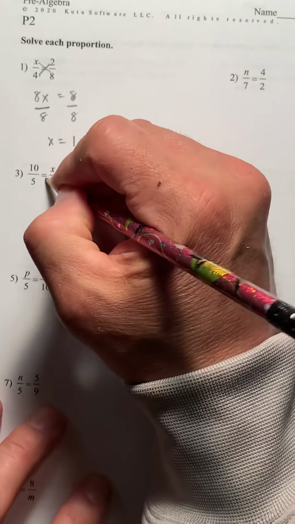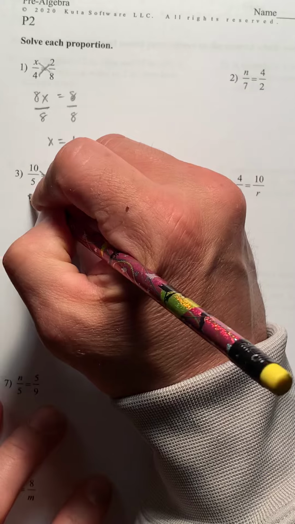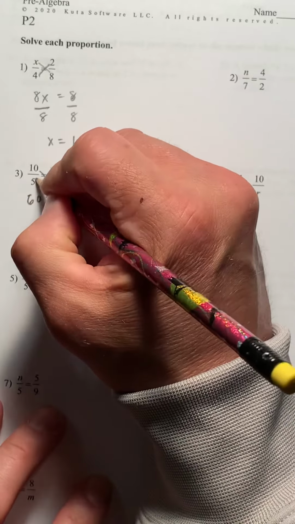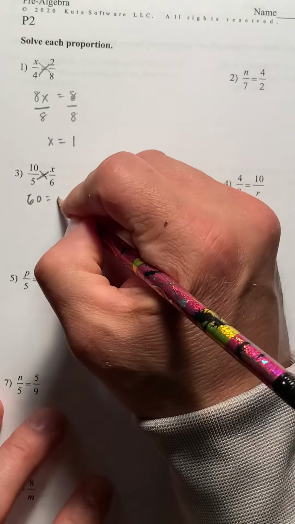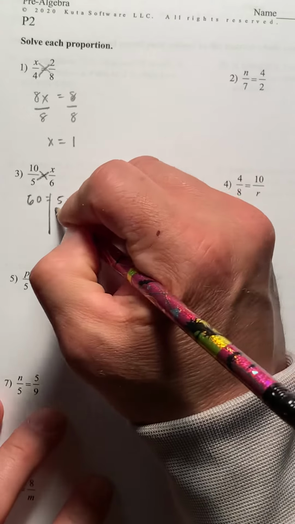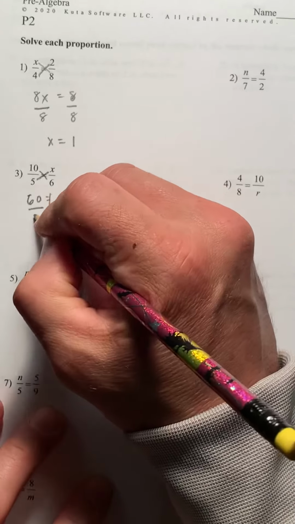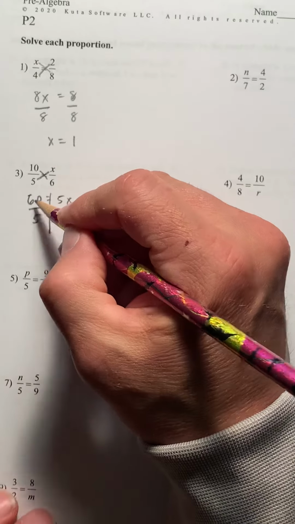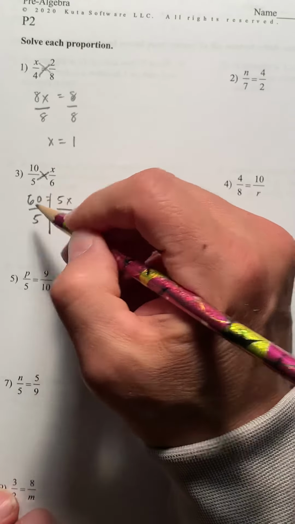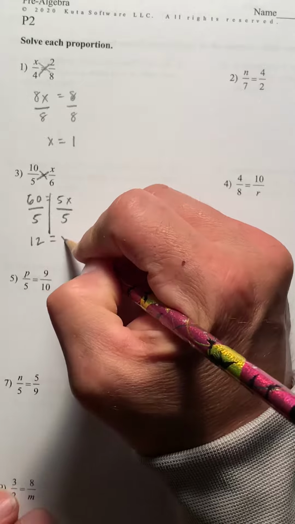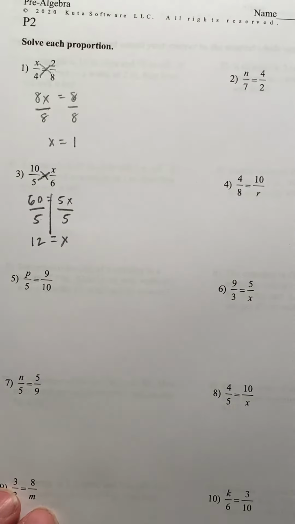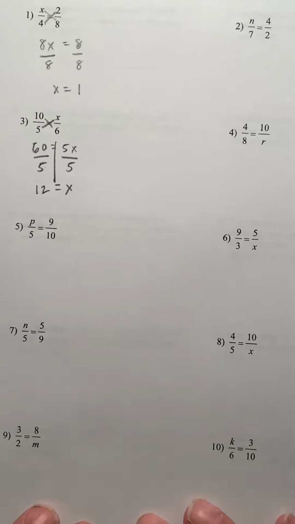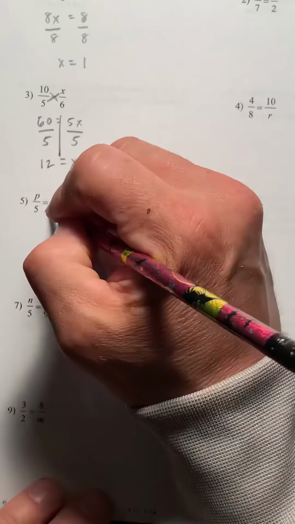On number 3, when I cross multiply, I get 60 is equal to 5 times x, which is 5x. I'm going to divide by the number next to the x. In that case, this is a 5. Go to your calculator if you need to on this one, but 60 divided by 5 is 12. And so my result is x is equal to 12, or 12 equals x. Doesn't matter which order you write it in.